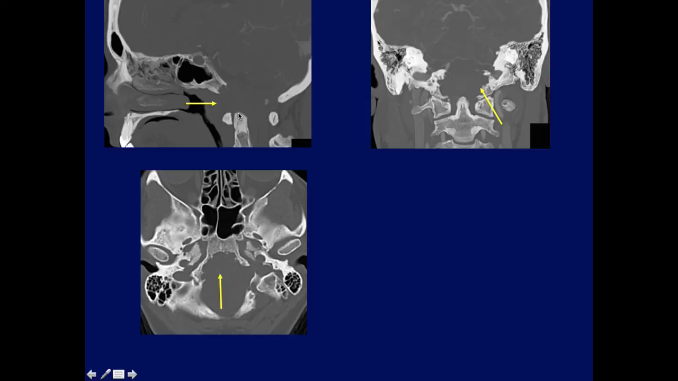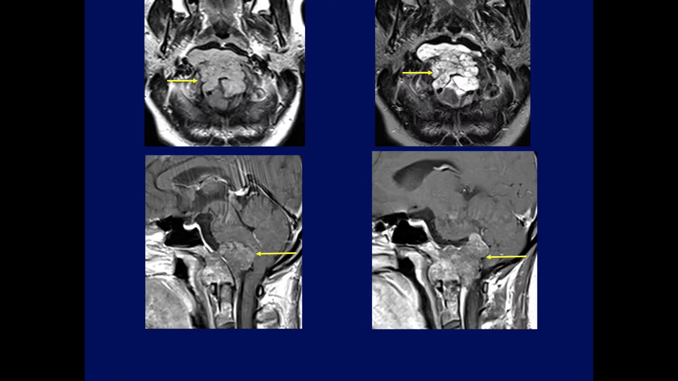And this was, again, here's the MR showing the lesion arising from the clivus, indenting, deforming the medulla, very bright on T2. And this was a large, massive chordoma, again, involving the inferior clivus.